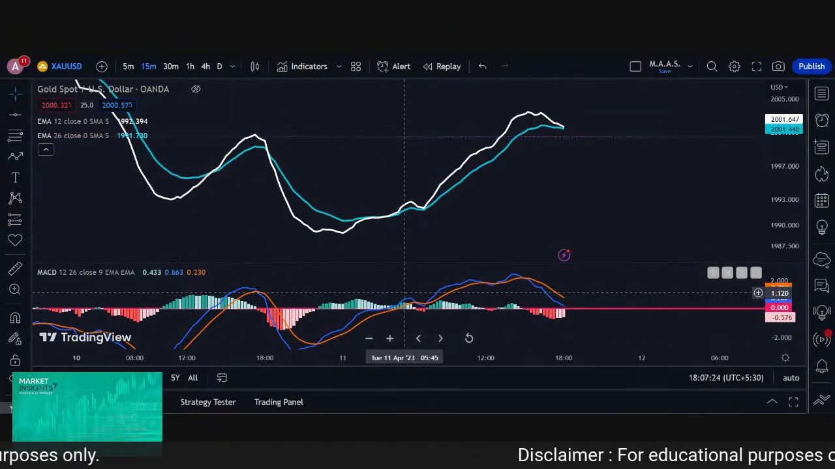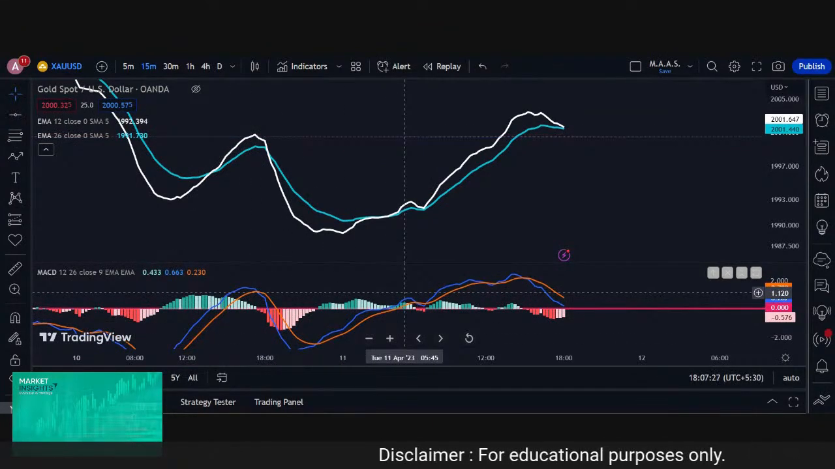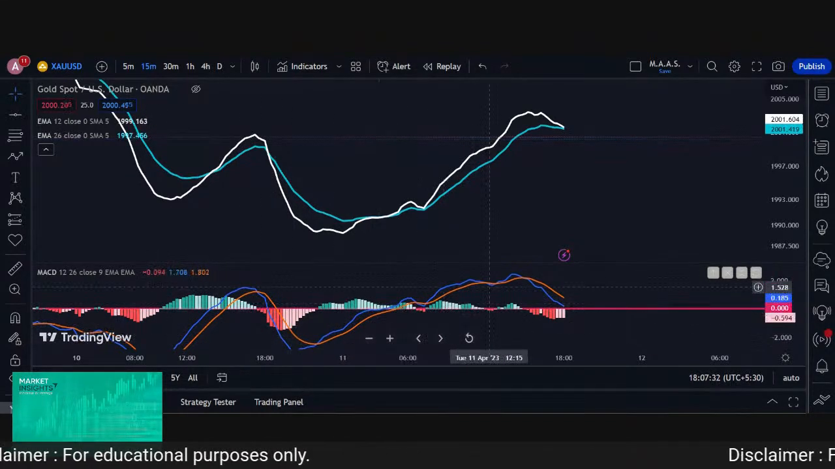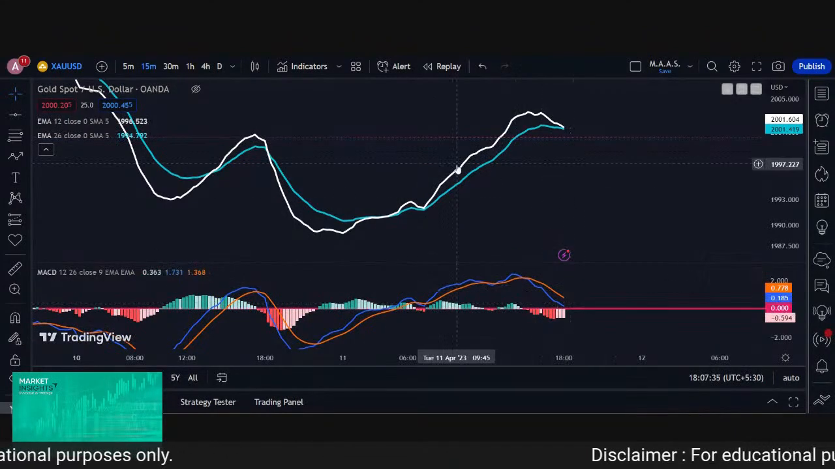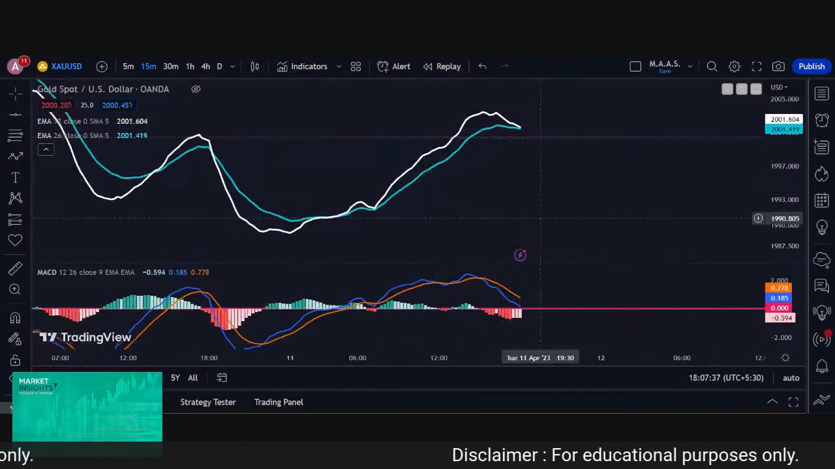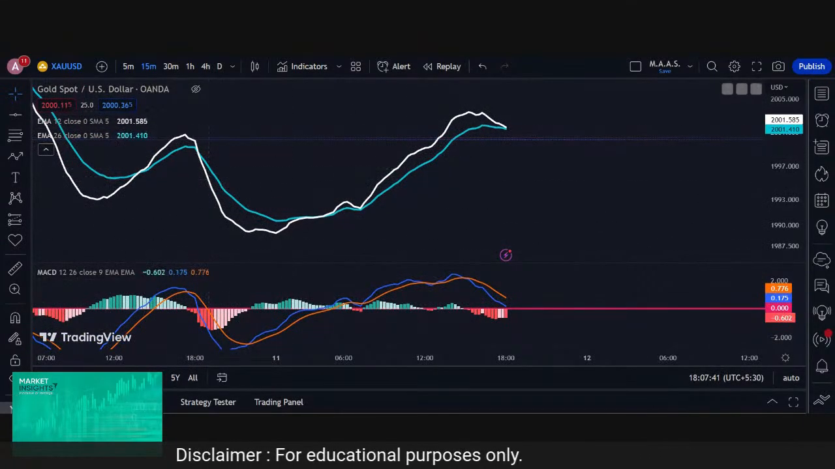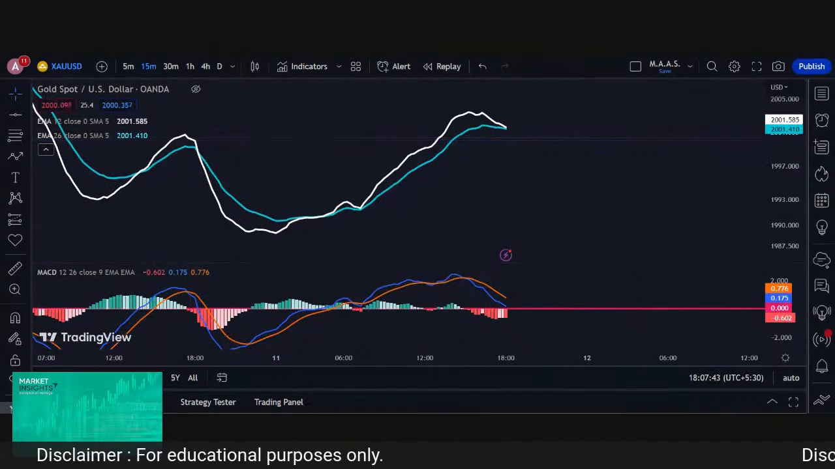particular case. Okay. So what does this orange line indicate? This one, the orange line, which is also called the signal line, right? What is this signal line? I forgot EMA is written here and I'm using moving average.